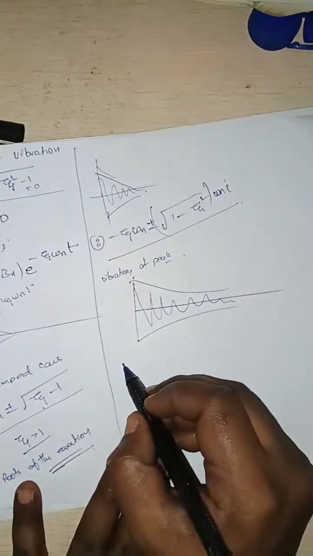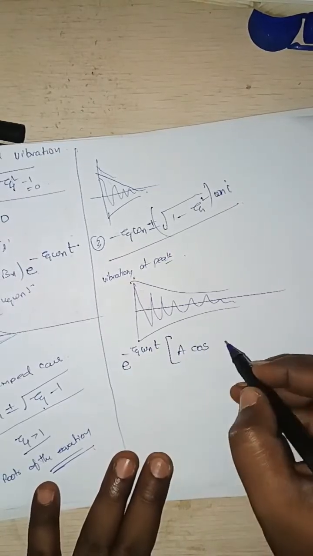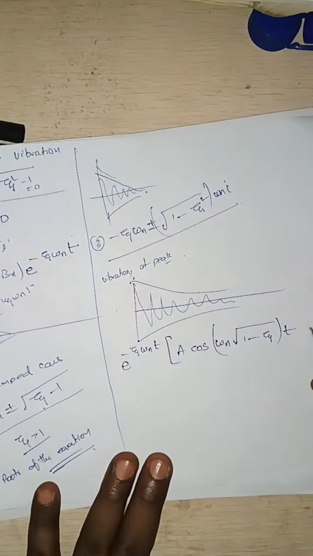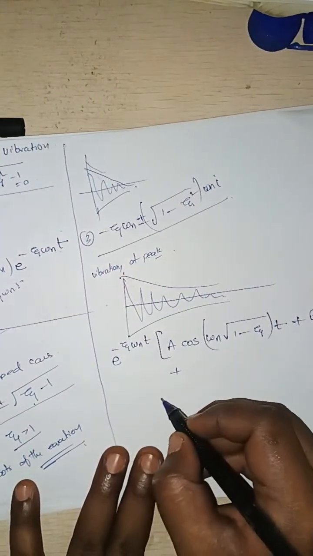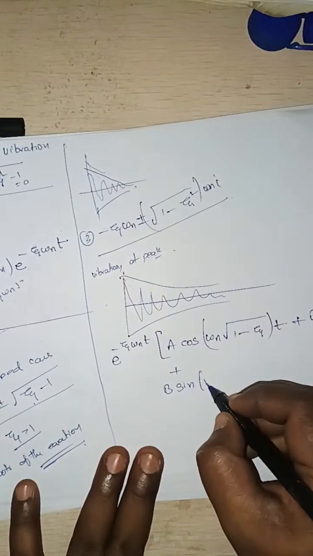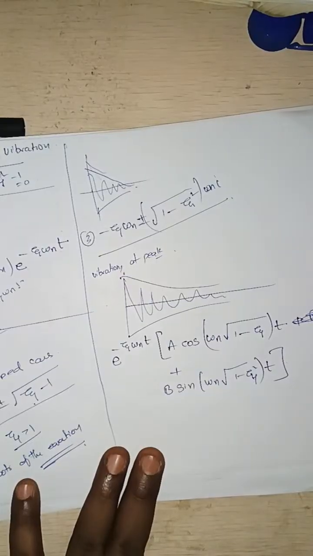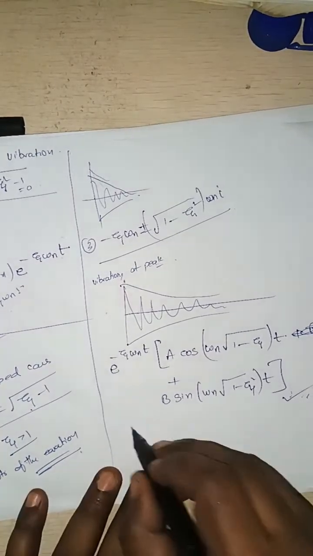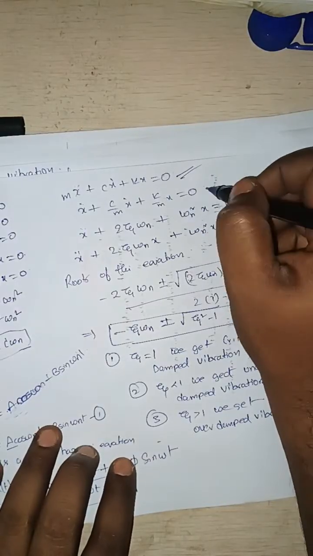So how are the roots written? A cos... Okay, so this is the overdamped condition vibration, and that's all. There is nothing more to look at here.